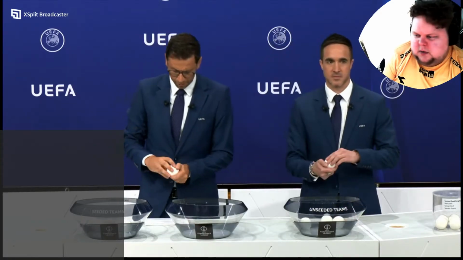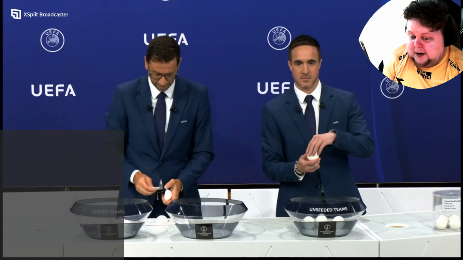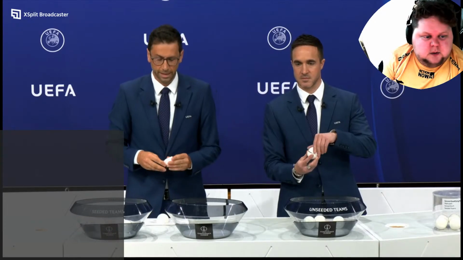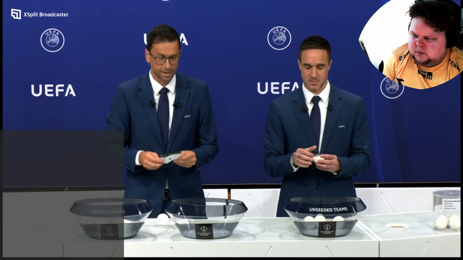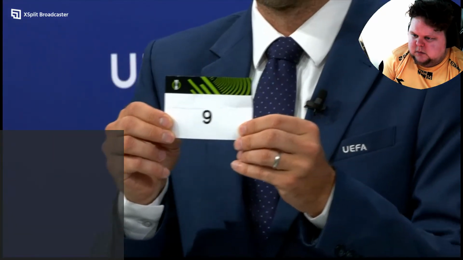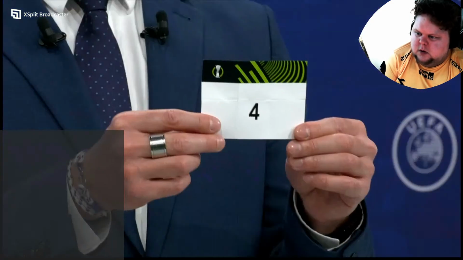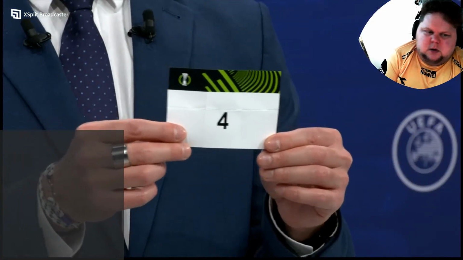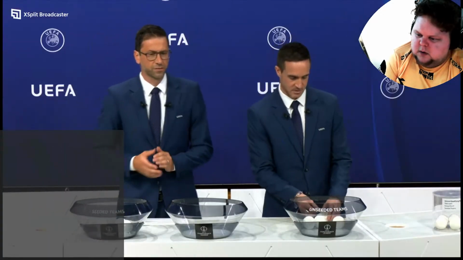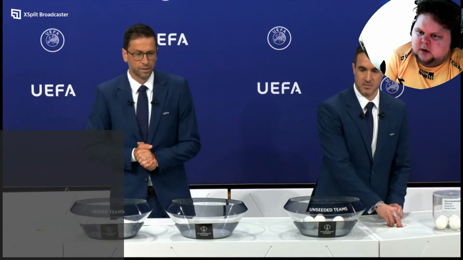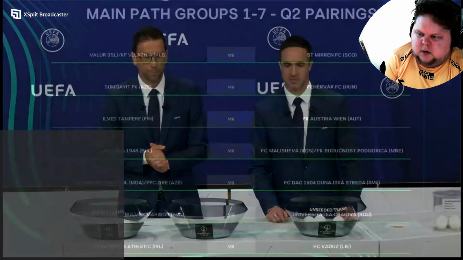Let's find out who will be next. And therefore, playing the first leg at home will be all clubs assigned to number 9. And the opponents of those clubs will be all teams assigned number 4 in these groups. So 9 versus 4, leading to Valur from Iceland or KF Lasnia from Albania, playing against St.